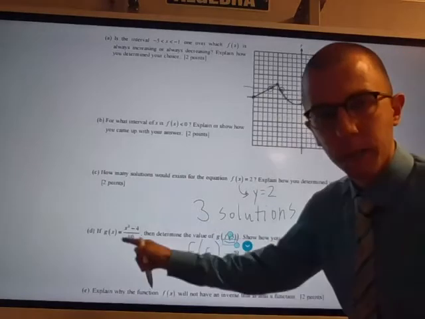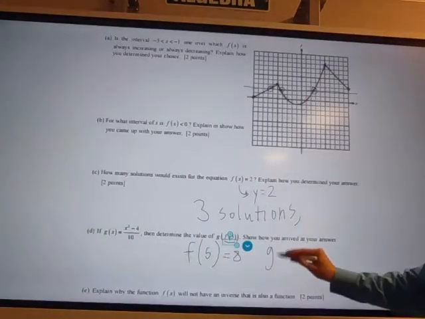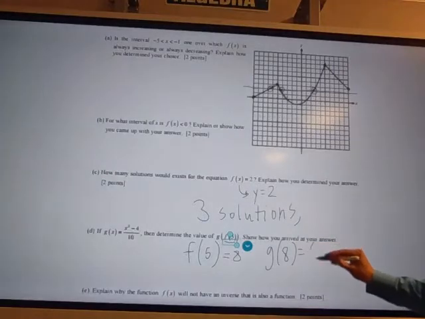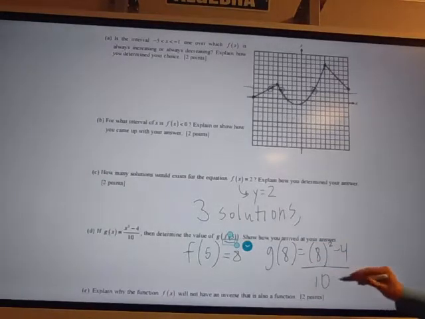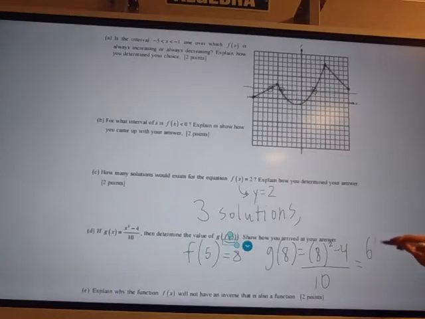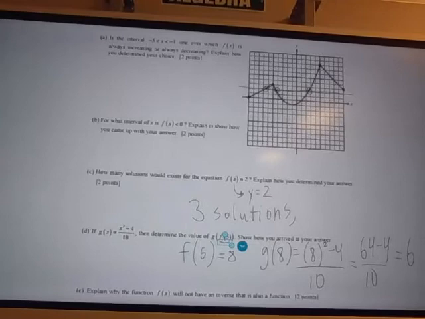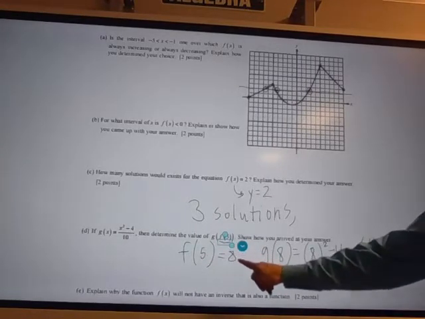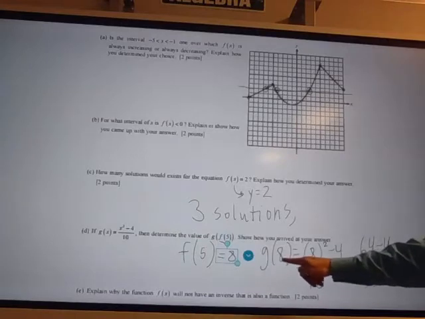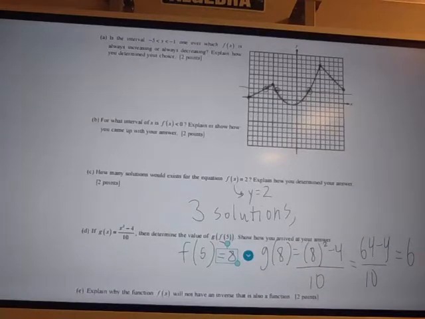That then becomes our input into this g of x. So I do g of 8 equals 8 squared minus 4 over 10, which comes out to 64 minus 4 over 10, which equals 6. Okay, nice composition there. First input of 5 gives the first output of 8, which becomes our second input to get our final output and composition value.